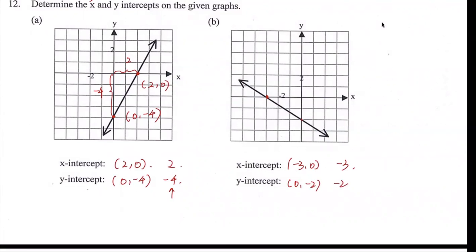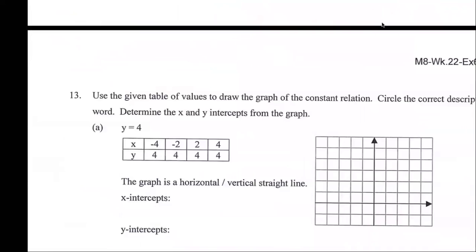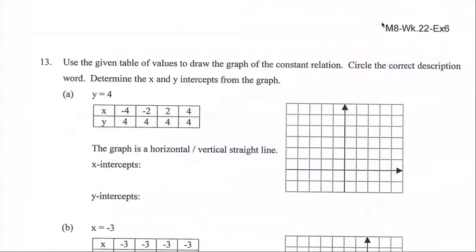Okay, so this is a very good question because it gives you a visual explanation of x-intercepts and y-intercepts. So study this question a little bit more. Spend more time on this question, please. Okay, last page. Question number 13. Use the given table values to draw the graph of the constant relation. Circle the correct description word. Determine the x and y intercepts from the graph.